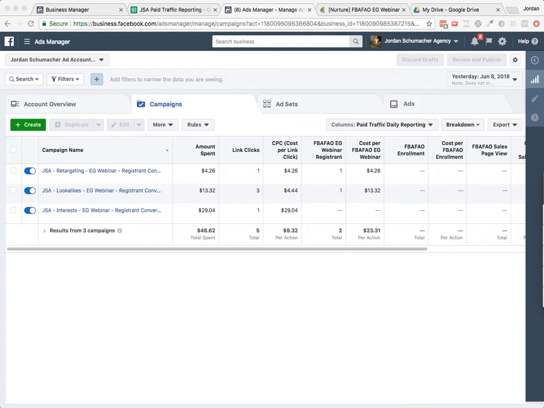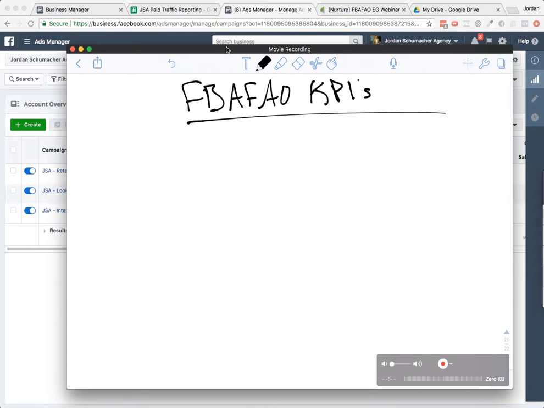All right, so now it's time to actually take a look at our data and start scaling ad sets that are within our KPIs and killing off ad sets that are not in our KPIs. So the first thing that we need to do is, again, just quickly review what the KPIs that we've determined we need to hit are for this funnel.